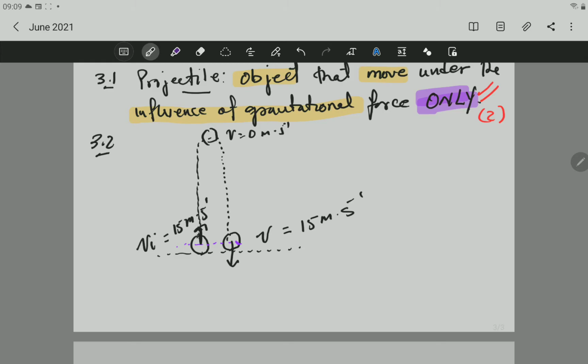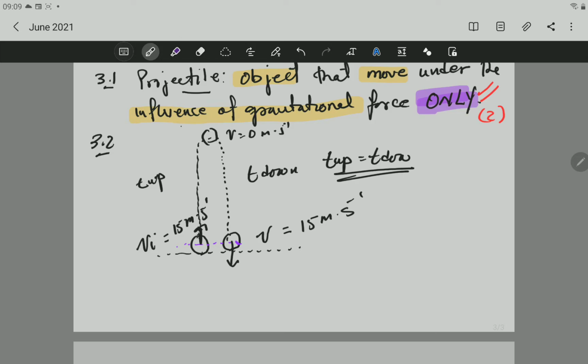Now, what is the other important thing? The time to go up to the maximum height is equal to the time to come down. Important to know, this happens if the object is moving uninterrupted. If there is a ceiling here and the object hits the ceiling, then you cannot consider this, because that is an interruption in the motion. This is when the object moves freely without interruption. So the time to go up is equal to the time to go down.